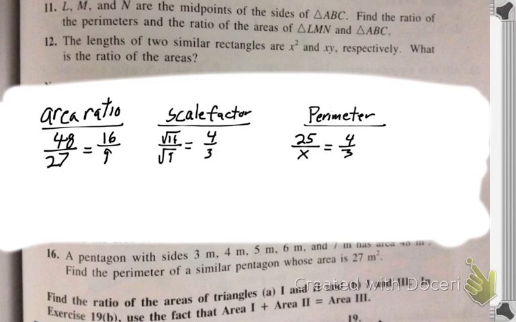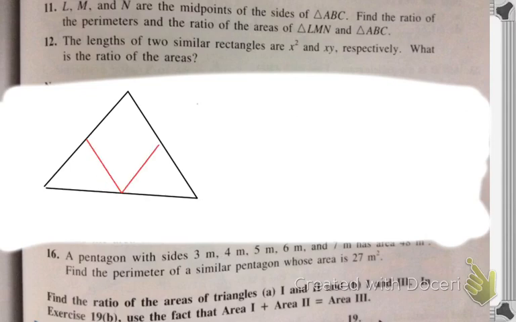Yeah, 11. Is that up here? 11 says LMN are midpoints. Okay, so this one we have to go kind of two directions. First we have to draw the picture. We have to use a little bit of intuition, and then we're good from there. So we have a big triangle, and then we have a smaller triangle that's basically the midpoints. So let's go from area and then go down to scale factor, okay?